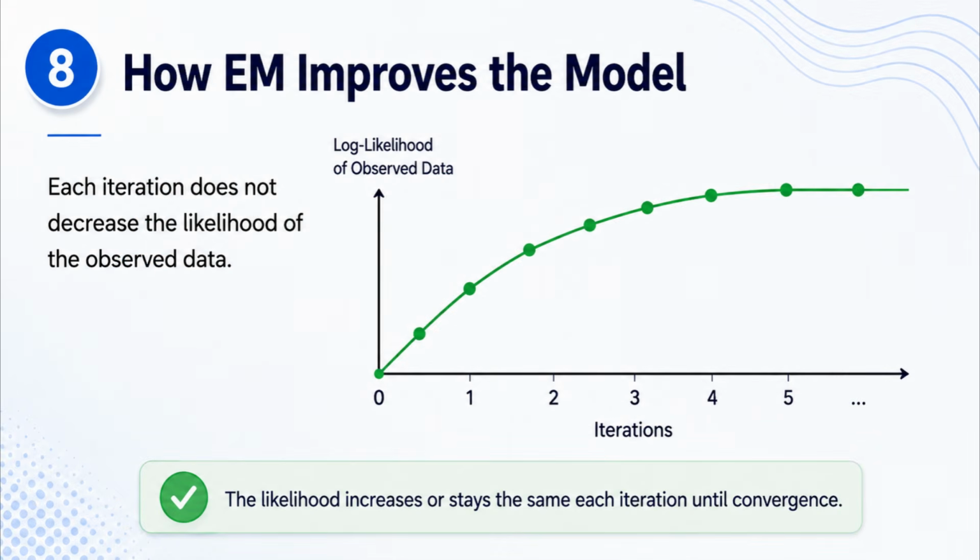This graph shows how EM improves the model over time. The horizontal axis represents iterations, while the vertical axis represents log likelihood. As EM repeats the E step and M step, the likelihood generally increases or stays the same. Early iterations may produce large improvements, while later improvements become smaller. Eventually, the curve flattens and the algorithm converges. However, convergence does not guarantee the absolute best solution. EM may stop at a local maximum, which is why different starting values can sometimes produce different results.